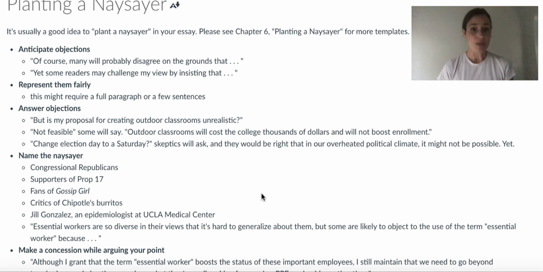"Change election day to a Saturday," skeptics will ask, and they would be right that in our overheated political climate, it might not be possible yet. Now, obviously, in a very formal research paper, this type of tone and sentence structure, just having "yet" as a complete sentence, might not make sense, but for a more informal paper, this could be really powerful.